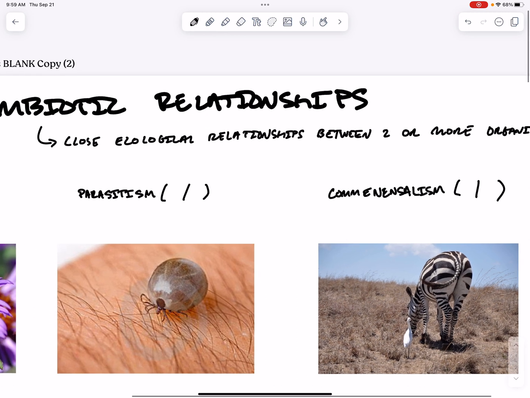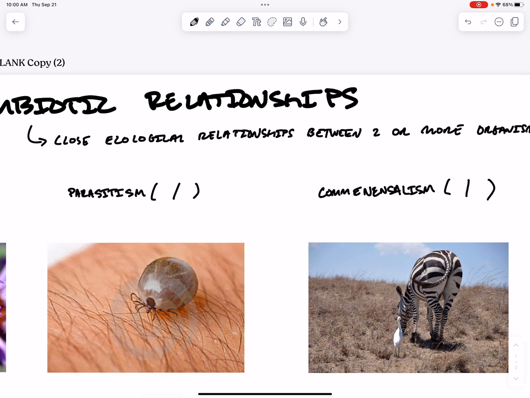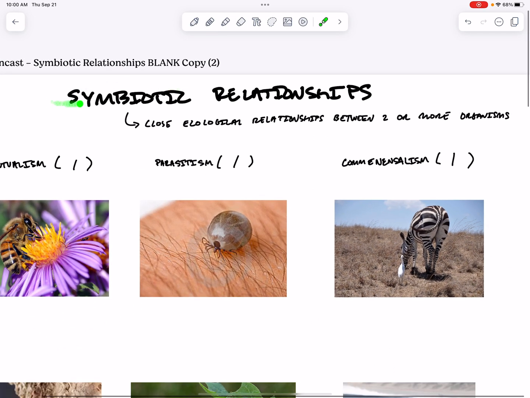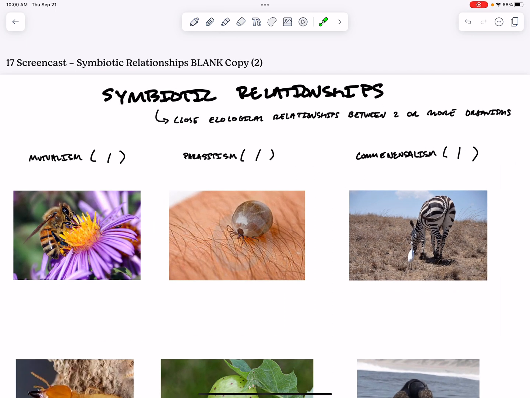And when I say close ecologically, I mean physically close to one another. So the symbiotic relationships that we're going to examine today happen in close proximity to one another. Okay. There are three broad categories of symbiotic relationships. They're all symbiotic relationships, and they all have different advantages or disadvantages between the partners engaged within these relationships.